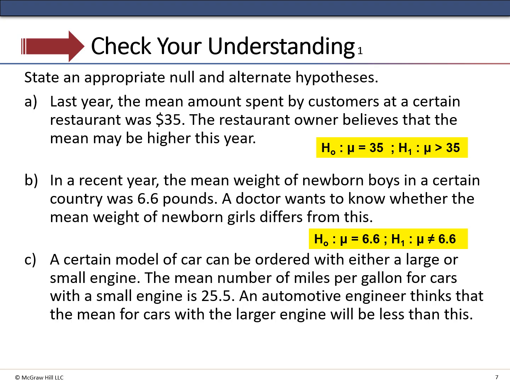A certain model of car can be ordered with either a large or small engine. The mean number of miles per gallon for cars with a small engine is 25.5. An automobile engineer thinks that the mean for cars with larger engines will be less than this. So our null hypothesis: the mean equals 25.5. And our alternative is the mean is less than 25.5.